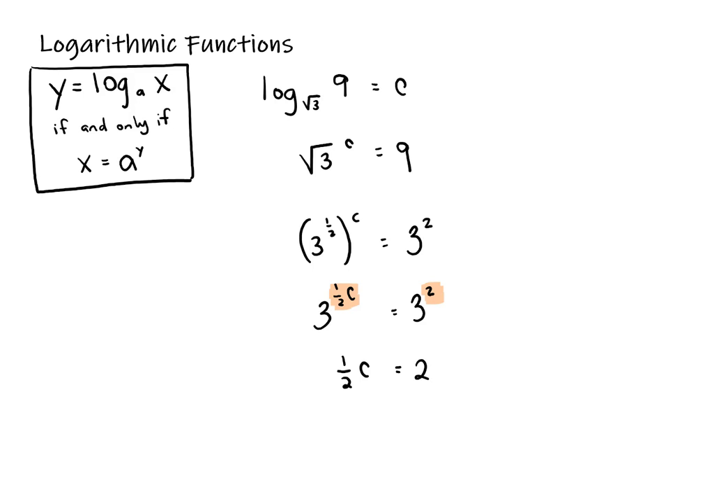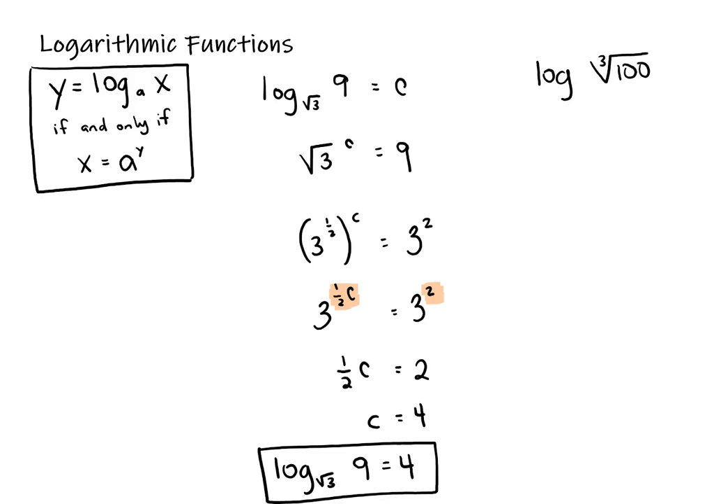But now I have 1/2 c is equal to 2. So c will be equal to 4. So I have log base radical 3 of 9 is equal to 4. And then we have log of the cube root of 100. We can't simplify that easily, so we'll just set it equal to d. And remember, when the log doesn't have a base, that's a base 10.